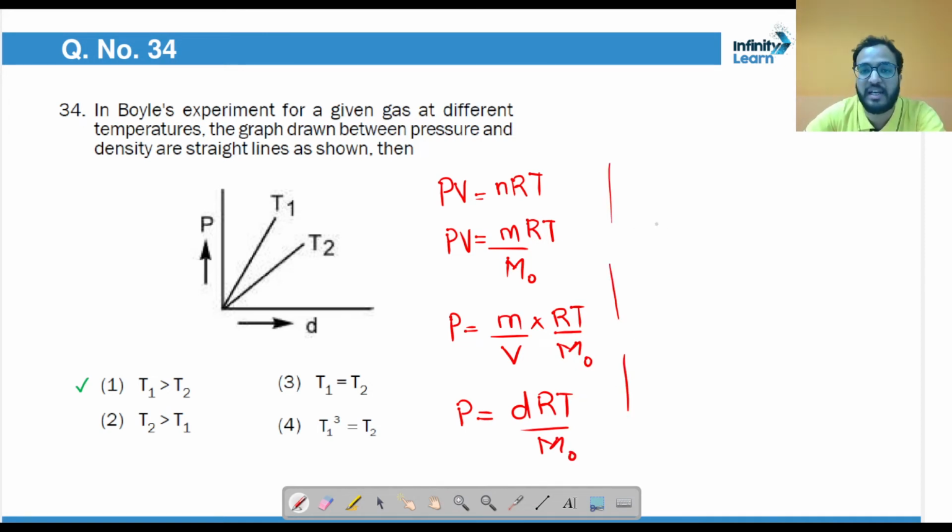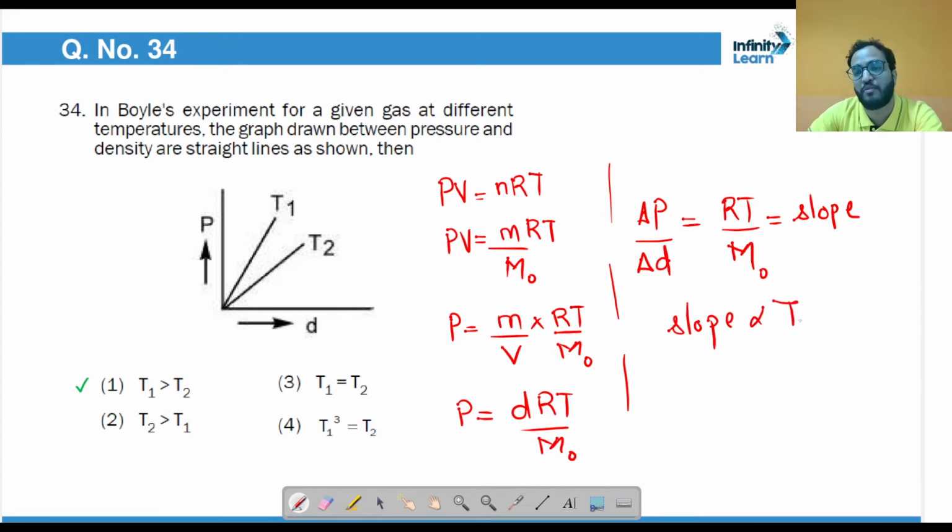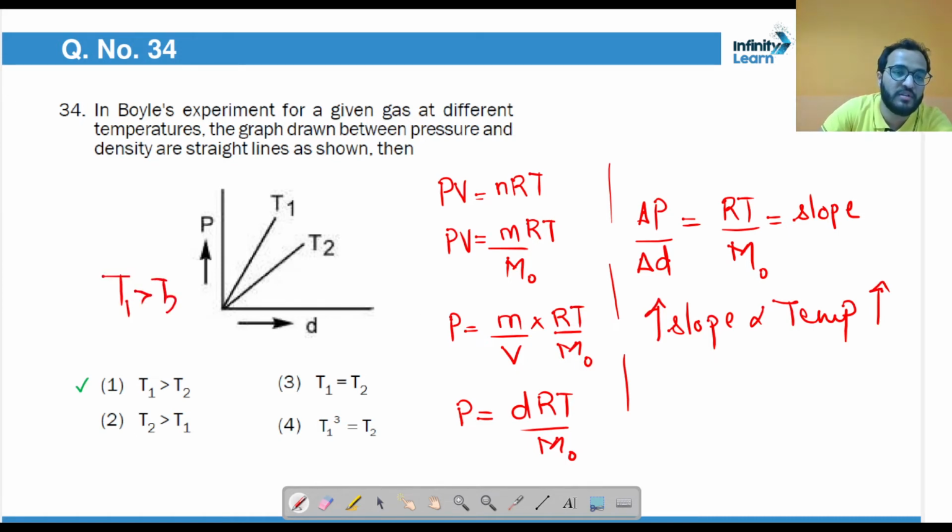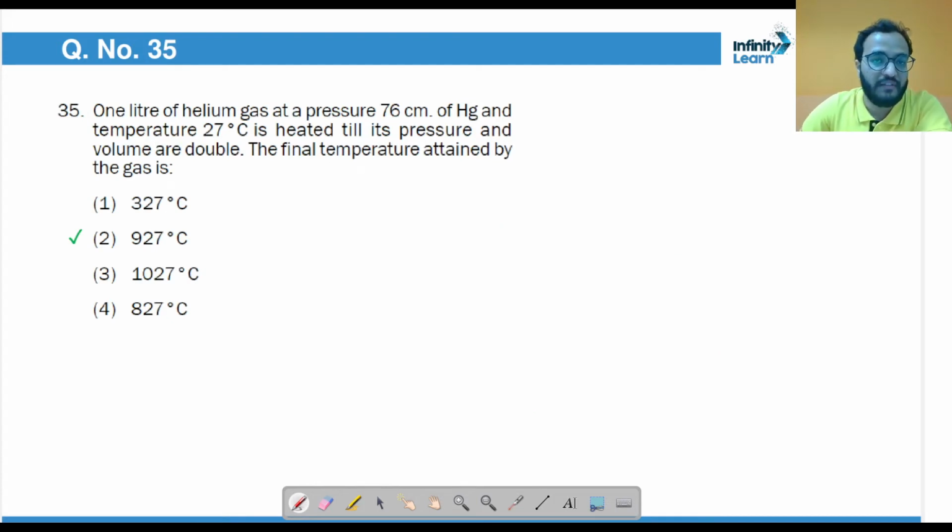So we say that delta P by delta D, that means change in pressure upon change in density, is RT by M naught. This is the slope. So from here we can say that slope is directly proportional to temperature. So greater slope, greater temperature. So T1 is greater than T2 because the slope of the first line is greater. Got it?